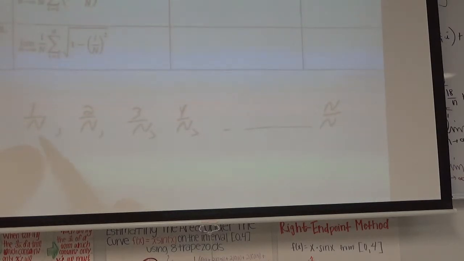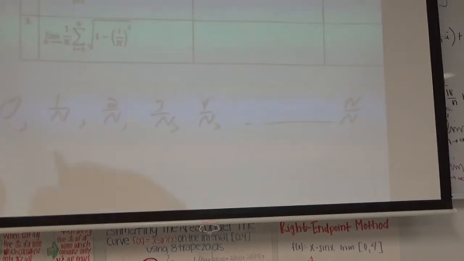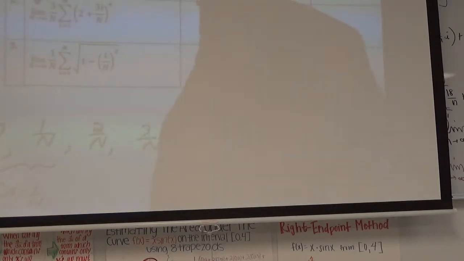So you've got 1 over n times 1 over n to the 4th, 1 over n times 2 over n to the 4th, 1 over n times 3 over n to the 4th. You must be starting at 0, because the width, the delta x, is 1 over n. So this is going to be the integral from 0 all the way out to my last one, which is 1, x to the 4th dx.